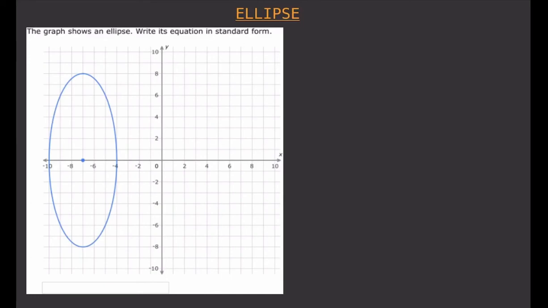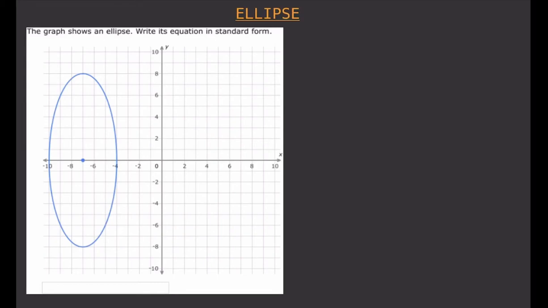The graph shows an ellipse. Write its equation in standard form. Okay, so to write the equation of an ellipse given its graph, you just have to take note of the equation of that ellipse, right?